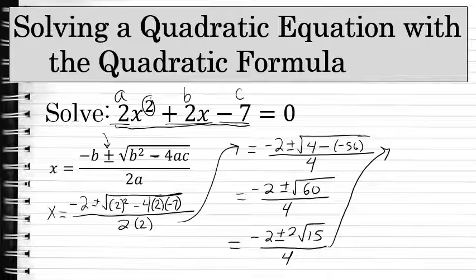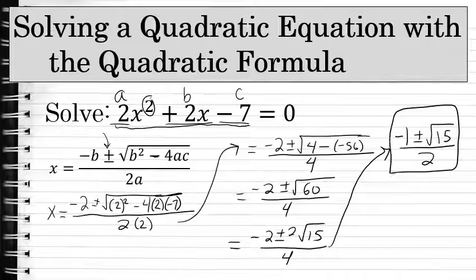Dividing all terms in the numerator and denominator by 2 gives me negative 1 plus or minus 1, which I won't write, times the square root of 15, all over 4 divided by 2, which is 2. The two solutions to this quadratic equation are negative 1 plus the square root of 15 over 2 and negative 1 minus the square root of 15 over 2.